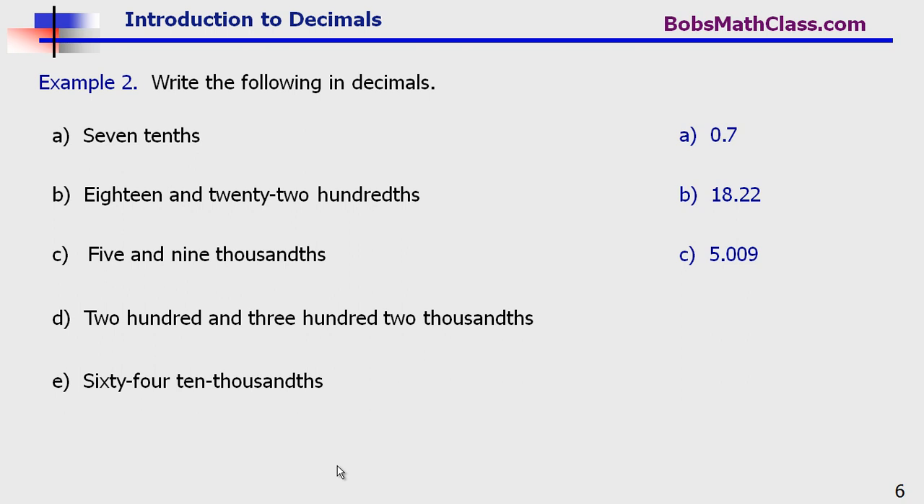200 and 302 thousandths. So 200 goes before the decimal, 302 goes after the decimal, and the 2 has to be in the thousandths place, which is the last place value. That means the 2 has to be in the third position. And 302 is 3 digits, so it works out, we don't need any zeros before the 302. So that's it.